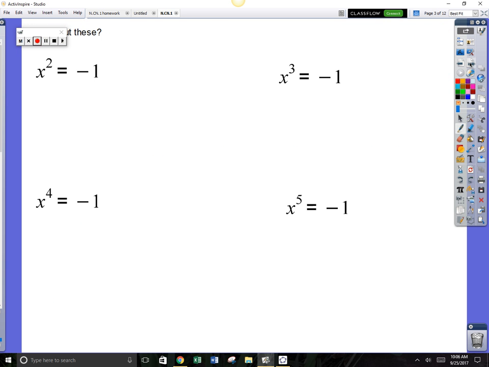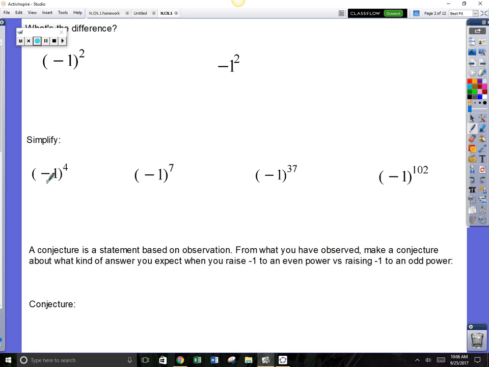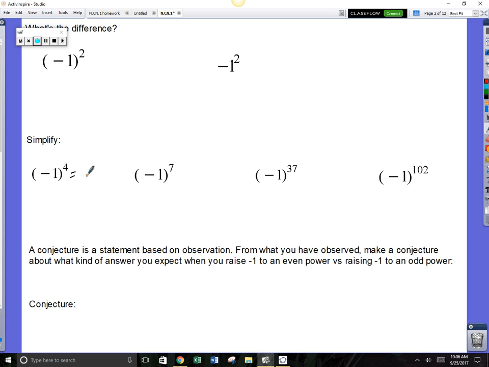So here's where we left off. Okay, this idea right here. If you have a negative number and you're going to multiply it an even amount of times, your result is always going to be positive.